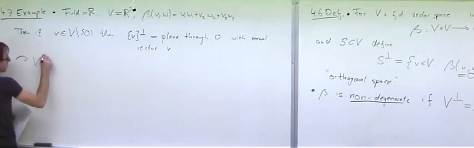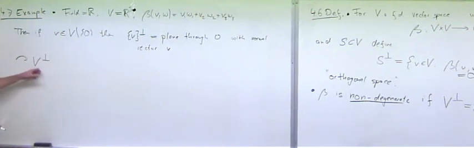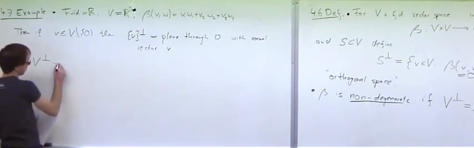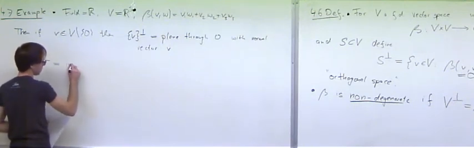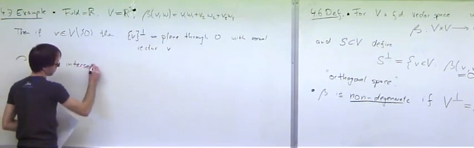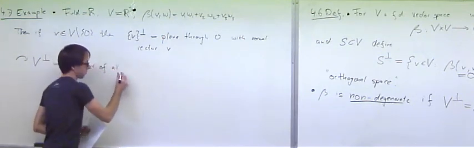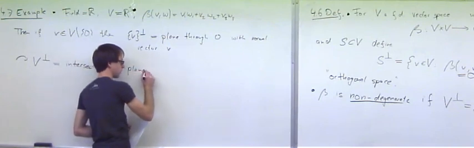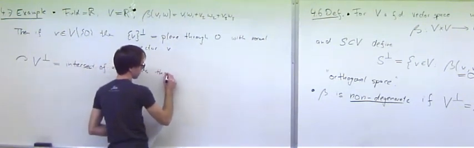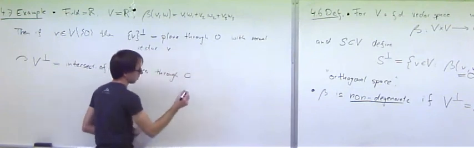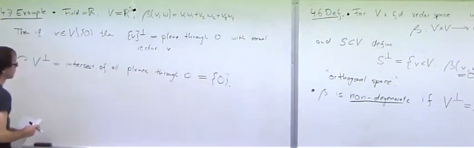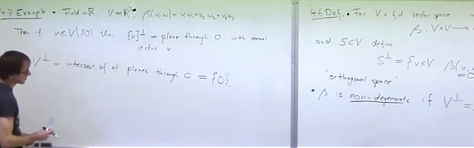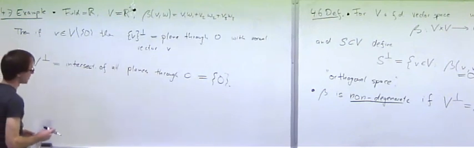So what's the set of vectors orthogonal to every vector? Well, this is the intersection of all planes through the origin. Well, and this is just the origin. So, as we all knew, the standard bilinear form on R3 is non-degenerate.